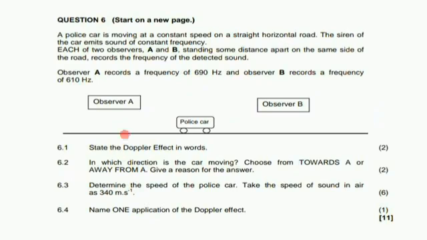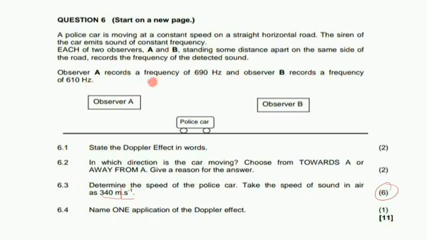Then 6.3 says determine the speed of the police car. Take the speed of sound in air as 340 meters per second. So with this one, we can see this is a case whereby we have to solve this simultaneously. You can see with the marks, it's 6 marks. And then also that we are not given anything on the frequency of the source, but then we have 2 observed frequencies, right? So we have 2 observers involved in here.